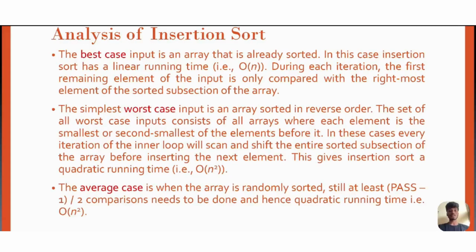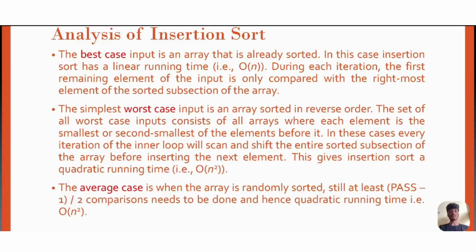Analysis of insertion sort. The best case input is an array that is already sorted. In this case, insertion sort has a linear running time. During each iteration, the first remaining element of the input is only compared with the rightmost element of the sorted subsection of the array. The simplest worst case input is an array in reverse order. The set of all worst case inputs consists of all arrays where each element is the smallest or second smallest of the elements before it.